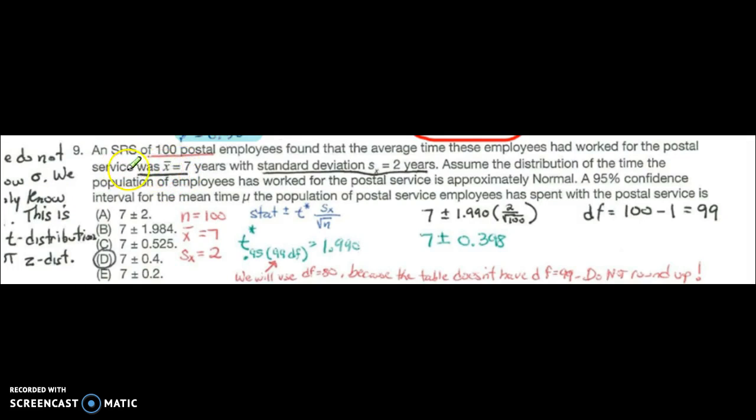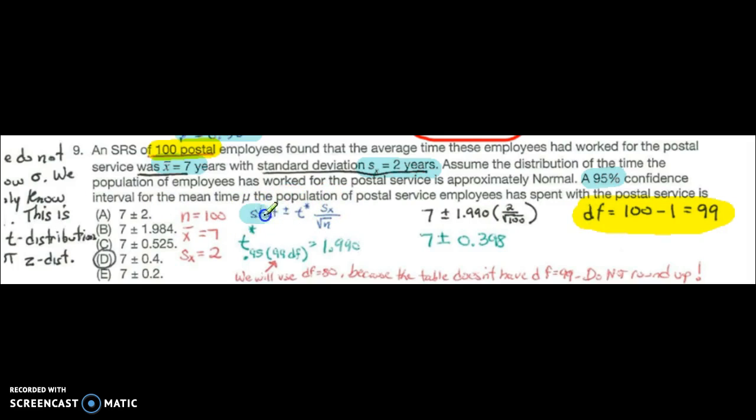In question number 9, I have to first figure out: is this about proportions or is this about means? The employees had a service time of 7 years. That would be a mean. My standard deviation is 2 years, the standard deviation of the sample. I don't know the population, so I have to use a t-distribution for the 95% confidence level. I have 100 postal workers, so my degrees of freedom is 99.